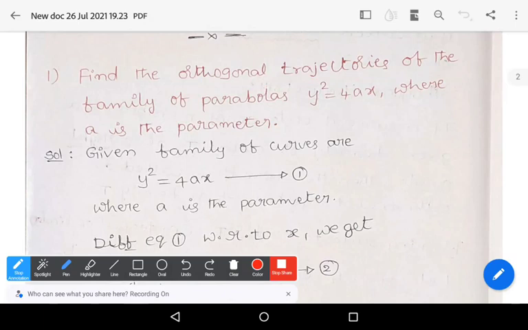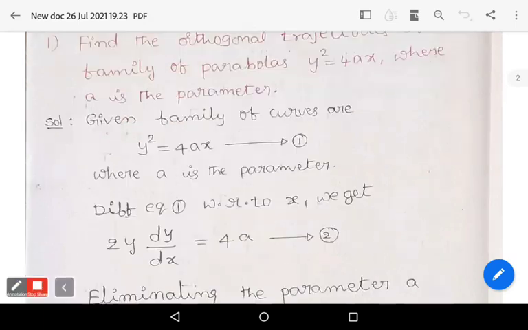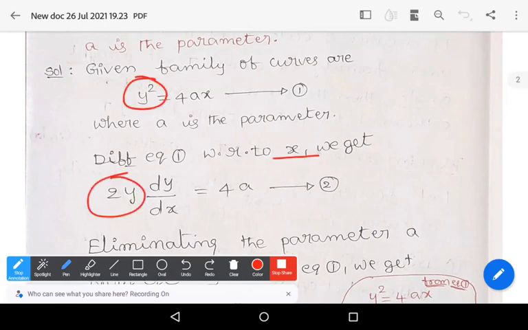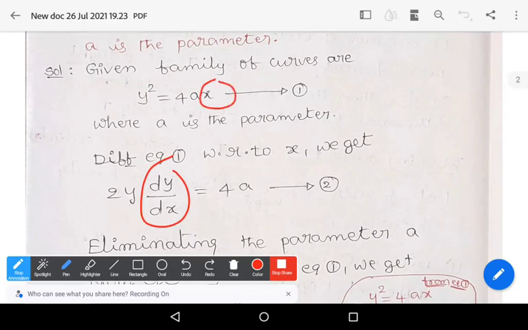Let us solve this. The given family of curves is y square is equal to 4ax. What is the first step? Differentiate the given equation with respect to x. So the derivative of y square is 2y, and since we are differentiating with respect to x, we get dy by dx. The derivative of 4ax is 4a. Equation number 2.